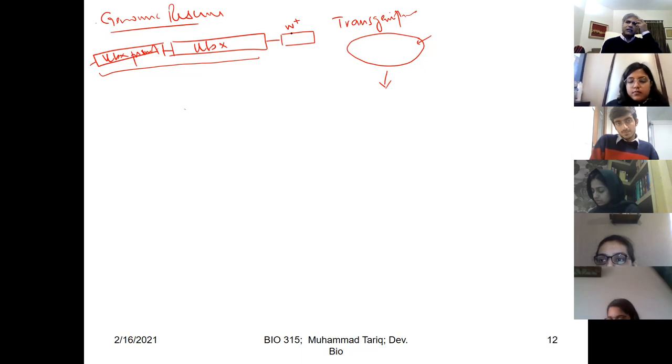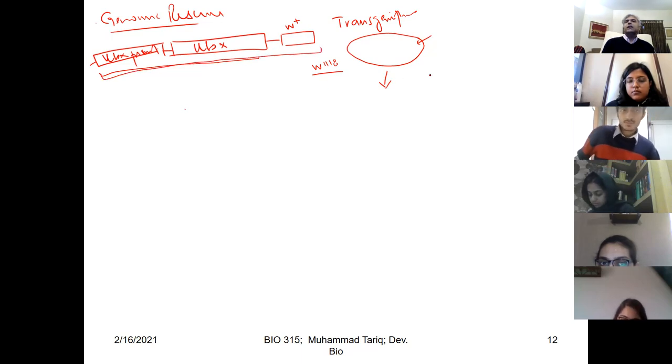The red eye color of flies is due to the white gene. So what we do, we take white 1118 flies. White 1118 are the flies whose eyes are white. They are no more red. They are mutant for eye color. We inject with our construct, okay?